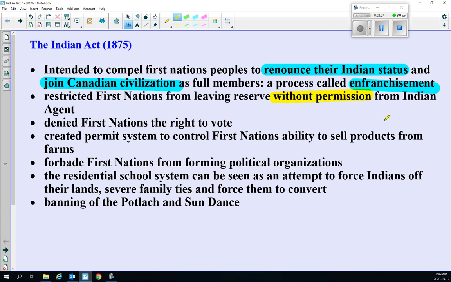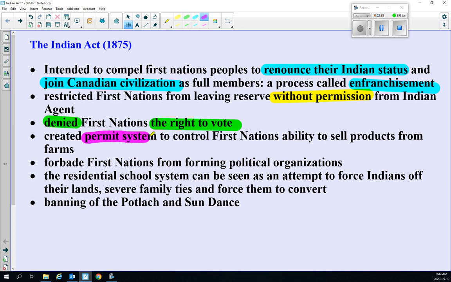The Indian Act also restricted First Nations peoples from leaving the reserve without permission from their Indian agent, who basically was kind of like a babysitter for First Nations peoples living on the reservations. Imagine that. You've got to ask permission as a grown adult to leave the reserve to visit family, friends, shop, whatever it might be. If First Nations peoples did not renounce their Indian status, they were not given the right to vote. They were denied the right to vote until they gave up the status, which is also a clearly illiberal measure.